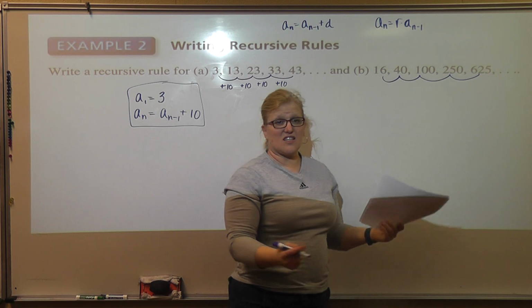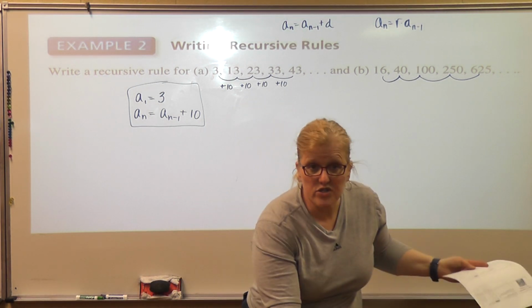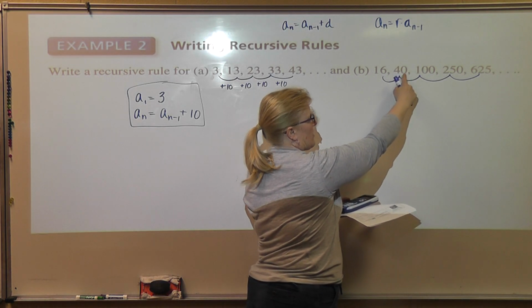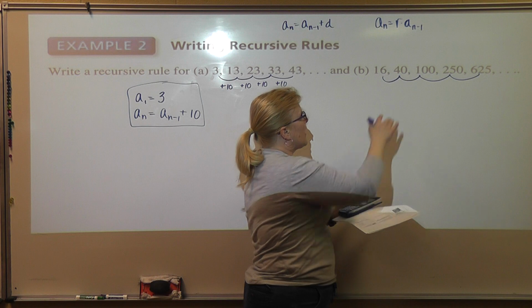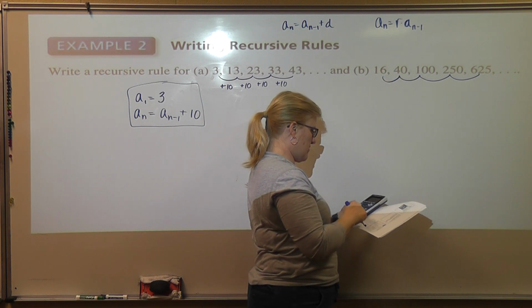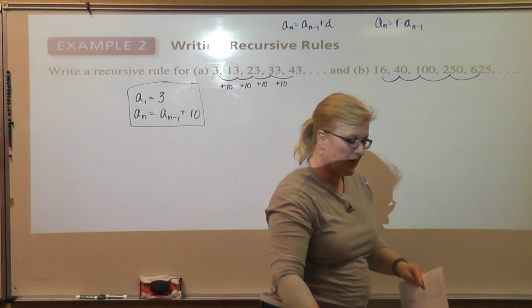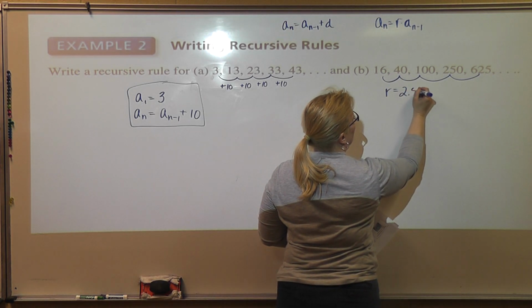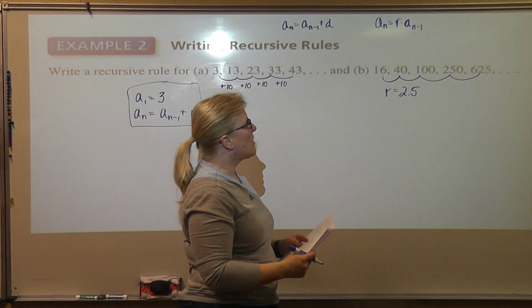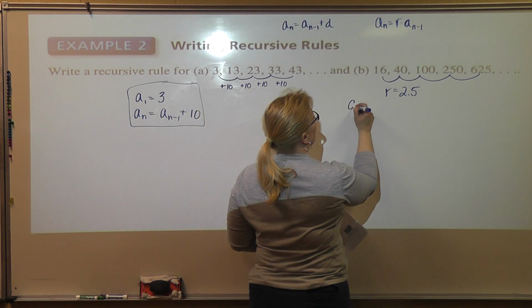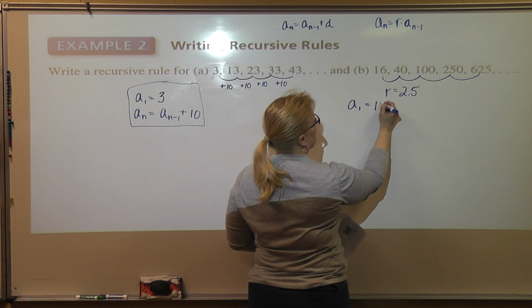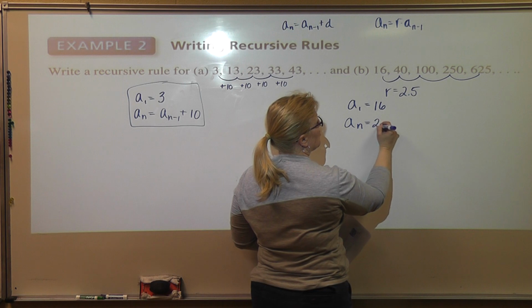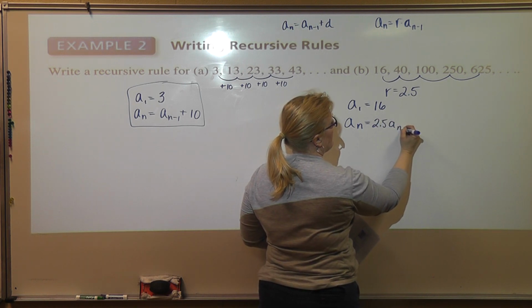Okay, so over here, what is being multiplied by each one of these? Well, it's not really obvious. So what I would do is I would take my calculator and I would throw in one of these. I'll take 40. 40 divided by 16 is 2.5. Okay, so my rate is 2.5, and I'll use a decimal this time. Okay, and my a sub 1 is 16. So my answer is a sub n equals 2.5 times a sub n minus 1.